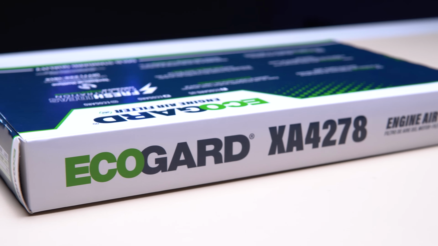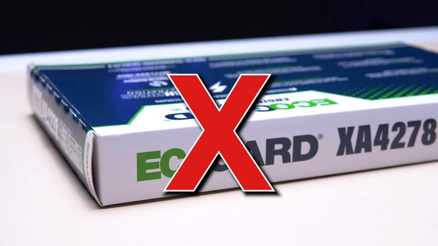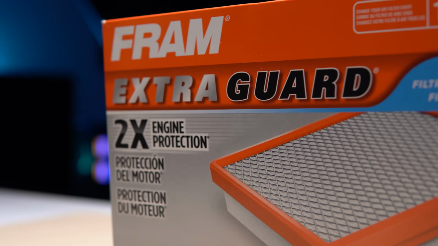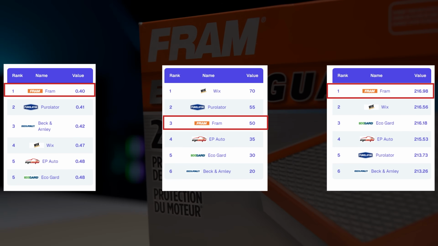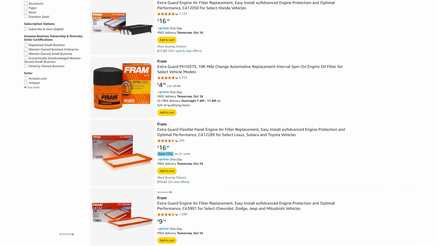The Echo Guard, although cheap, also falls in that boat. I would just stay away. Now, I was pretty impressed with the Fram Extra Guard. It put in some great numbers, and it's generally available at Amazon or Walmart. Although it fell a little short in the filtering performance, it is an okay choice if in a pinch.